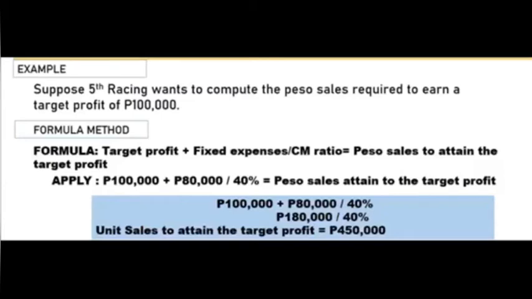So for the application, we have here the 100,000 for the target profit plus 80,000 for the fixed expenses divided by 40% contribution margin ratio. So the solving below, the blue, is equal to 450,000. 450,000 unit sales to attain the target profit of 100,000.